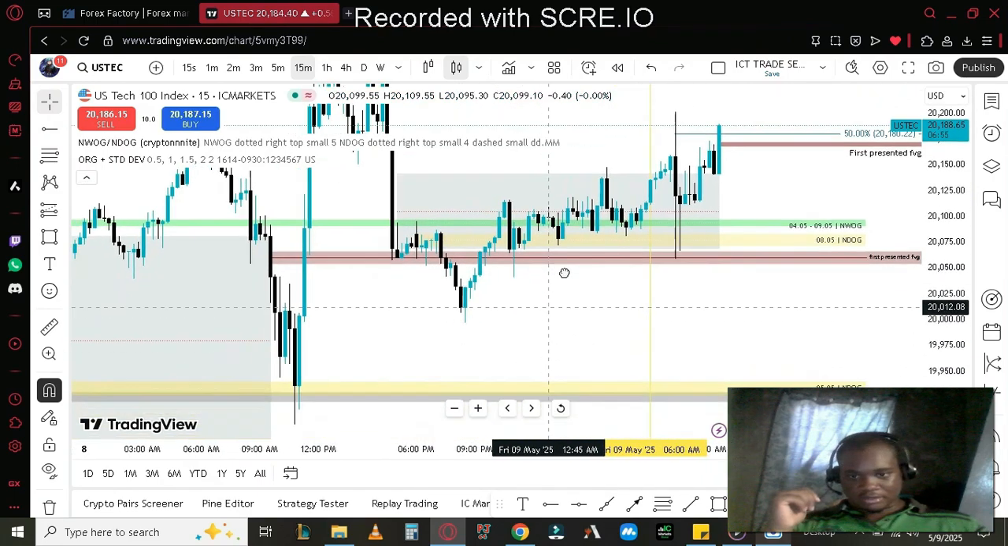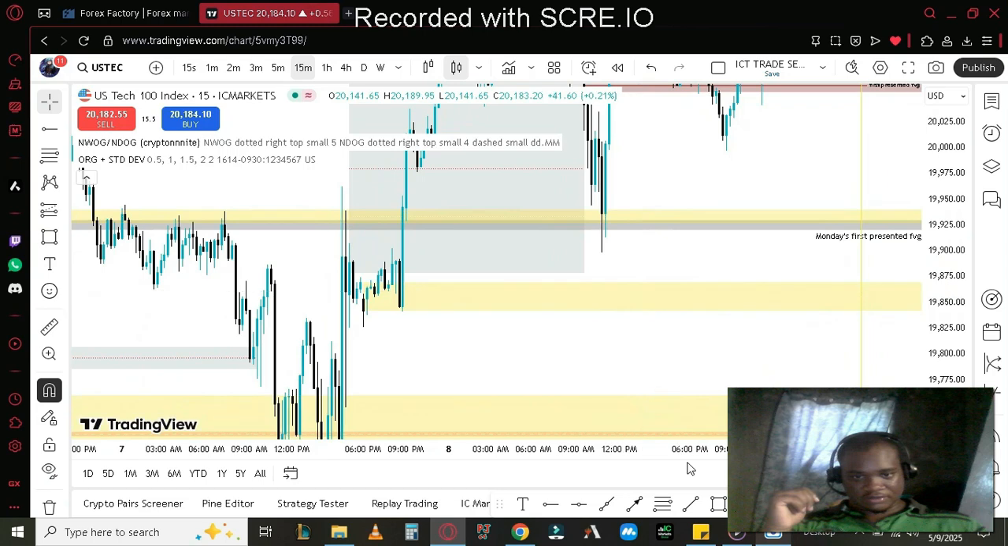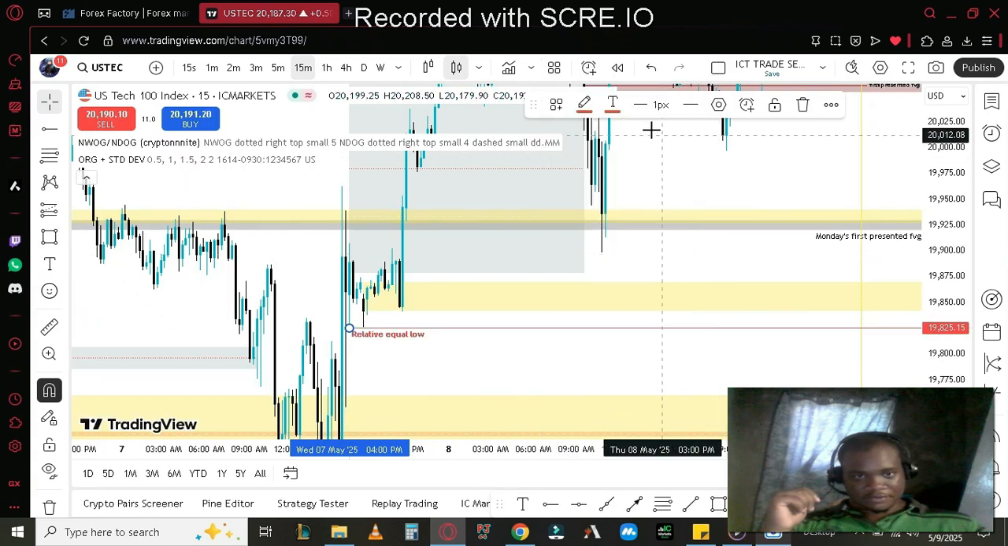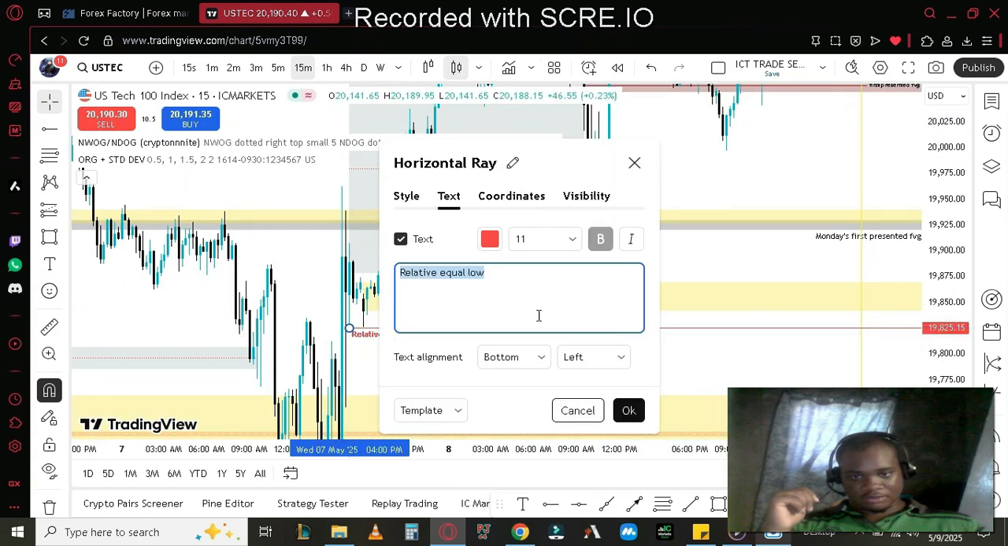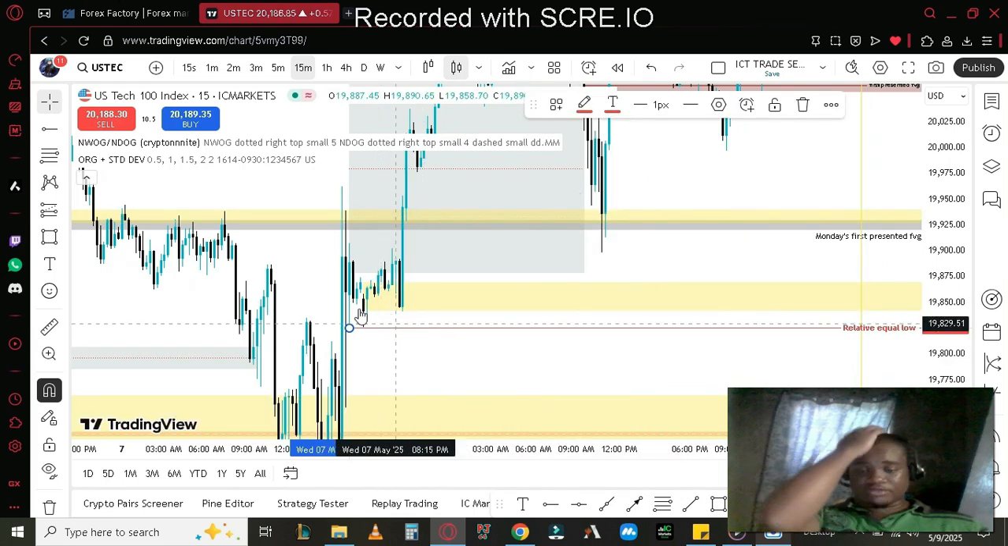So let's see if there are any relative equal lows. There are. This is from yesterday, and since the market has been primarily running up, there are relative equal lows here, and it's the same treatment. I'm going to ensure that it's in the right middle, right? So there are relative equal lows here.